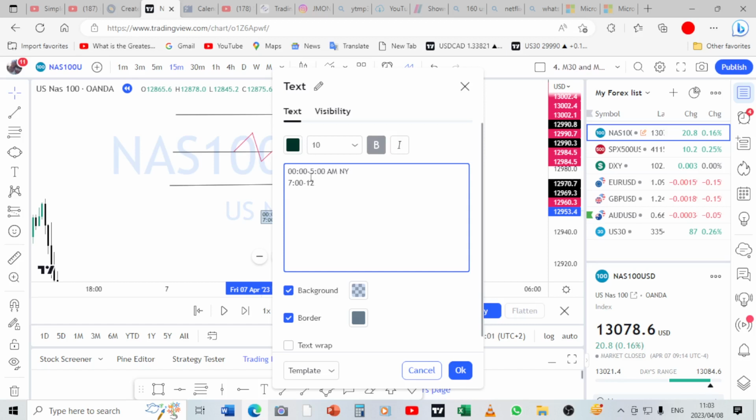What is it? Up to 12 p.m. So this was 7 a.m. Let me put this. This was 7 a.m. up to 12 p.m. This is when the Judas swing is happening.